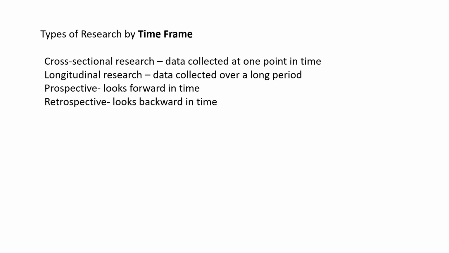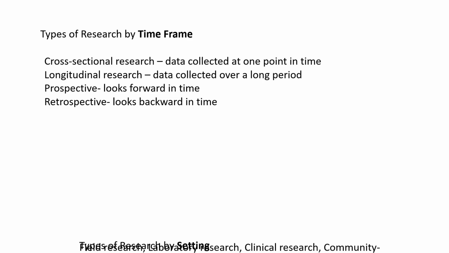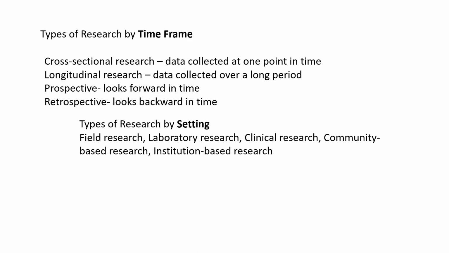Types of research by time frame. We have cross-sectional research, which most students use because of time and finance. Then we have longitudinal research, which is data collected over a long period. We have prospective, which looks forward in time. We have retrospective, which looks back in time. Then types of research by setting. Here we have the field research. It could be laboratory research, clinical area research, community-based research, or institution-based research.